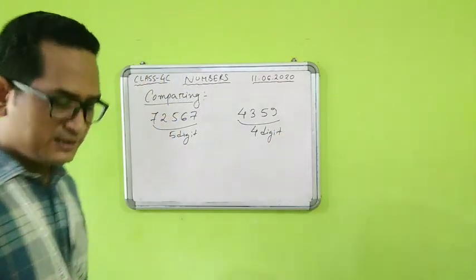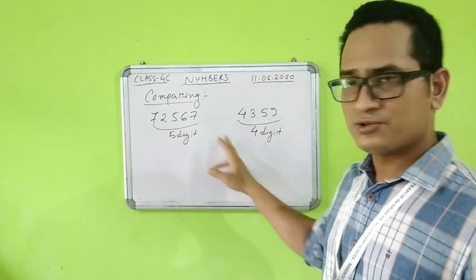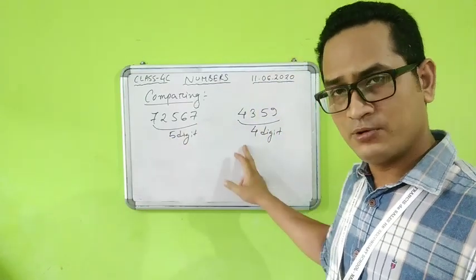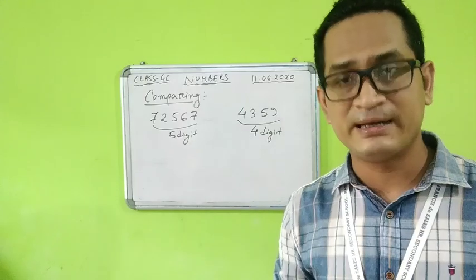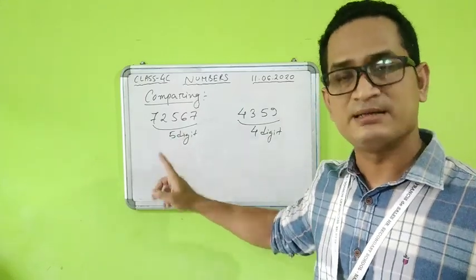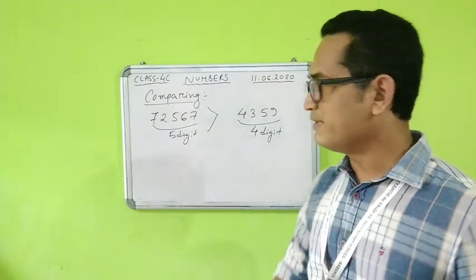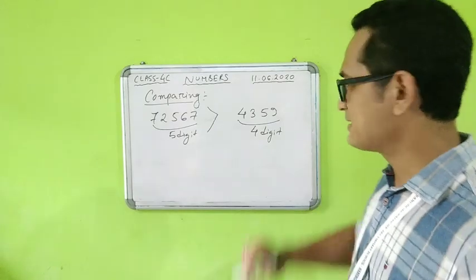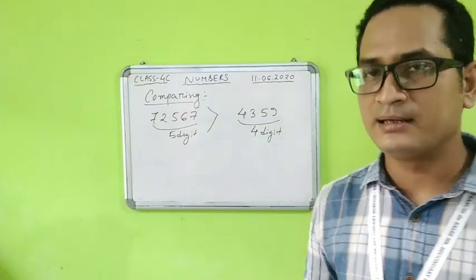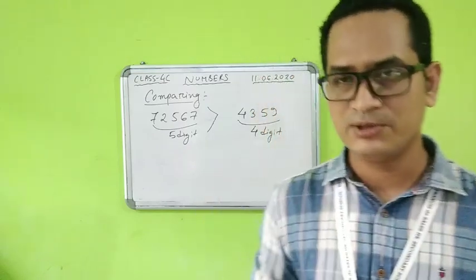Now this is a 5-digit number, but this is a 4-digit number. Students, it is very easy to compare when one number has fewer digits and the other has more. Out of these two, one has 5 digits and the other has 4 digits. So obviously, which number will be greater? The number which has more digits will always be greater. That means 72,567 is always greater than 4,359. If the number of digits is more, that number will be greater than the other number. So that is the first rule you need to remember.